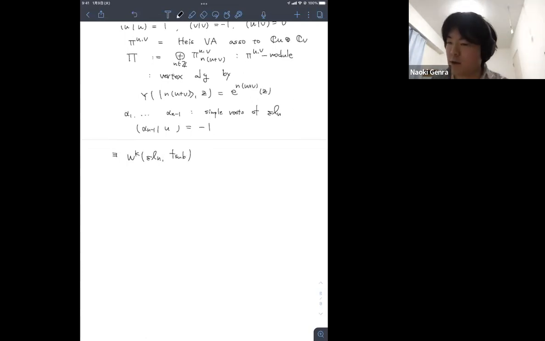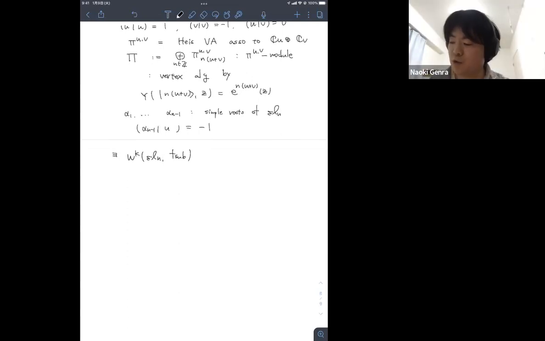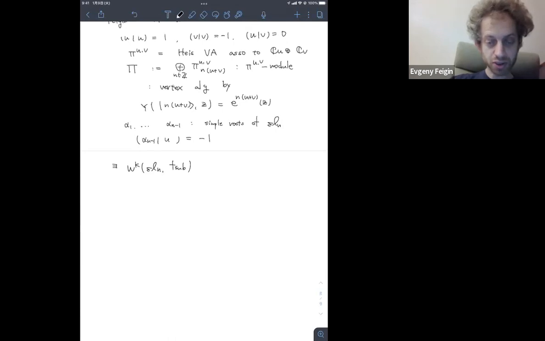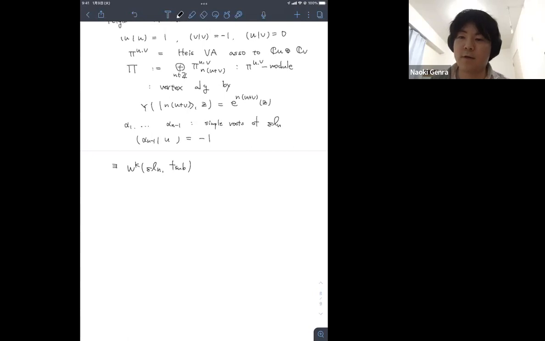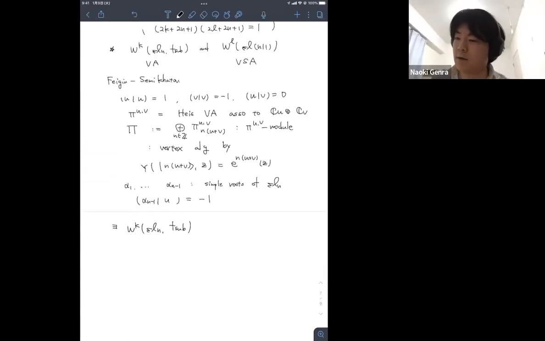They define... Okay, I'm sorry. Could you please repeat? So the last line. So what is minus one? Is the scalar product of what? The inner product of alpha n minus 1 and u is... we introduce an inner product between them. Okay. And what about other scalar products of other alphas? That's a simple root, simple root of sl_n. Okay. Yes, but with u, what are the scalar products with u and v? u and v is zero. Say it again.